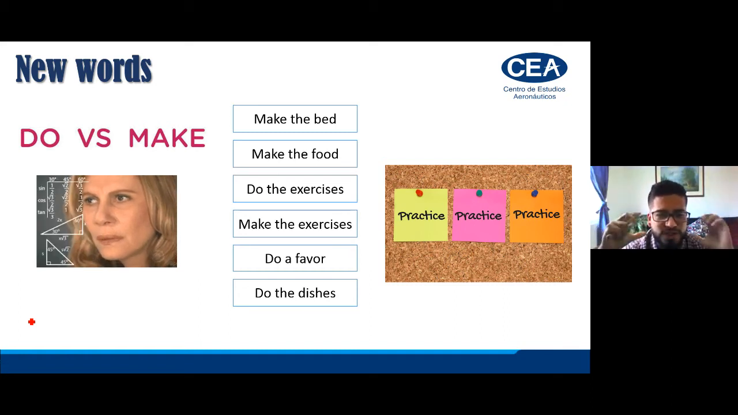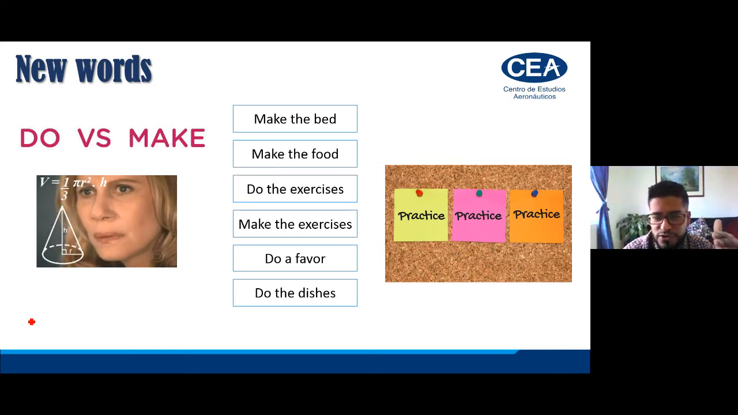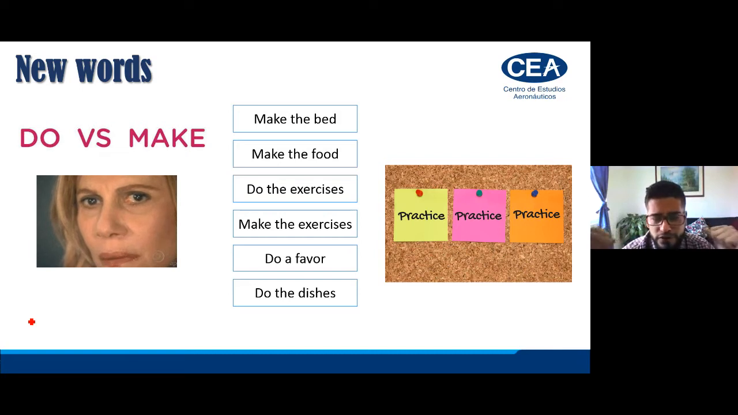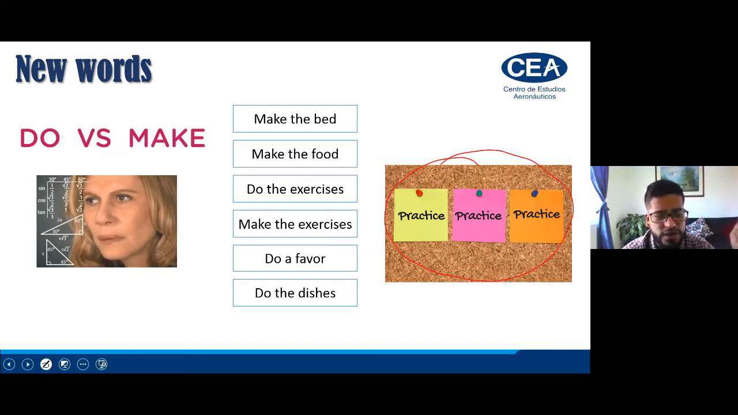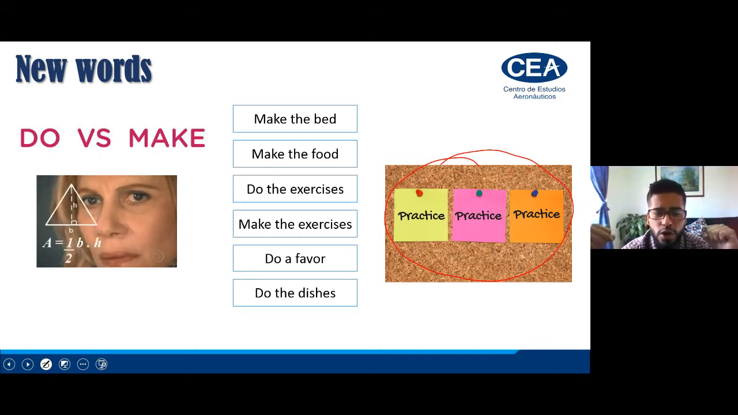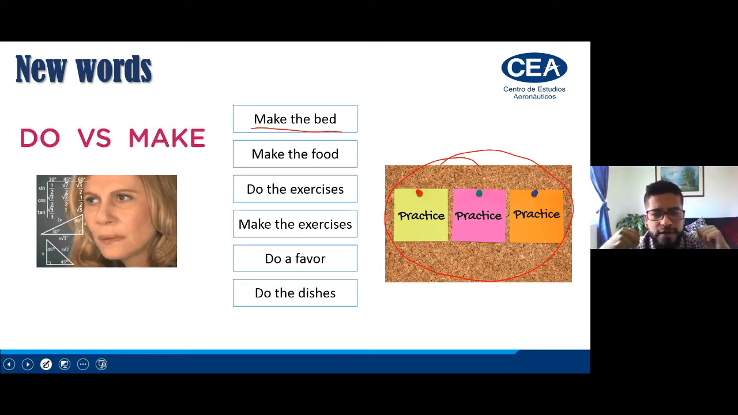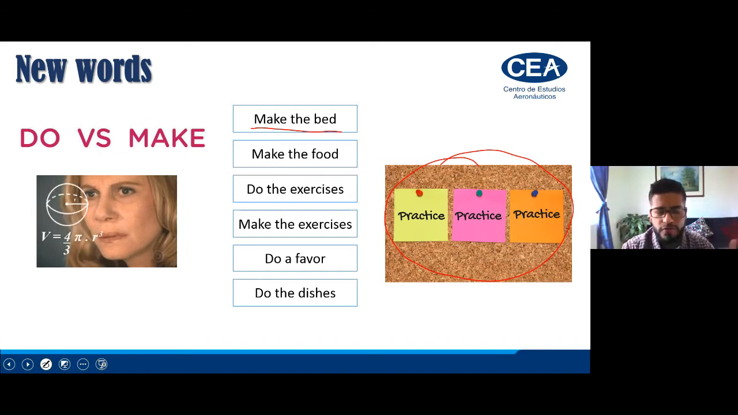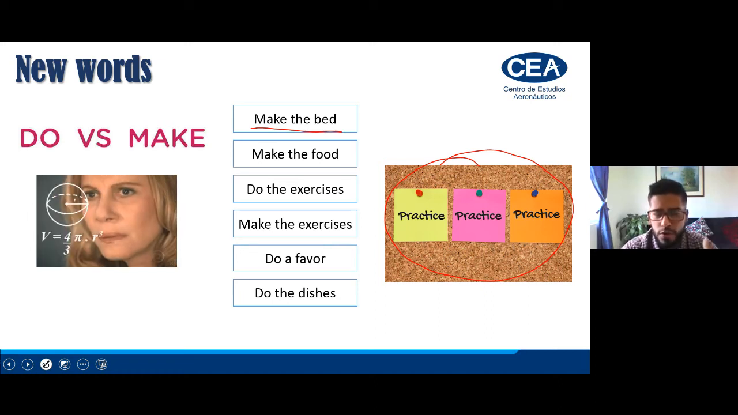Sometimes it's difficult to understand in which position you have to use make and in which position you have to use do. So for me, it's more useful if you practice and practice and practice, because they are called collocations in English. For example, in number one, make the bed: when you make the bed, is that something that you do every day, that you organize, you clean your bed and so on.